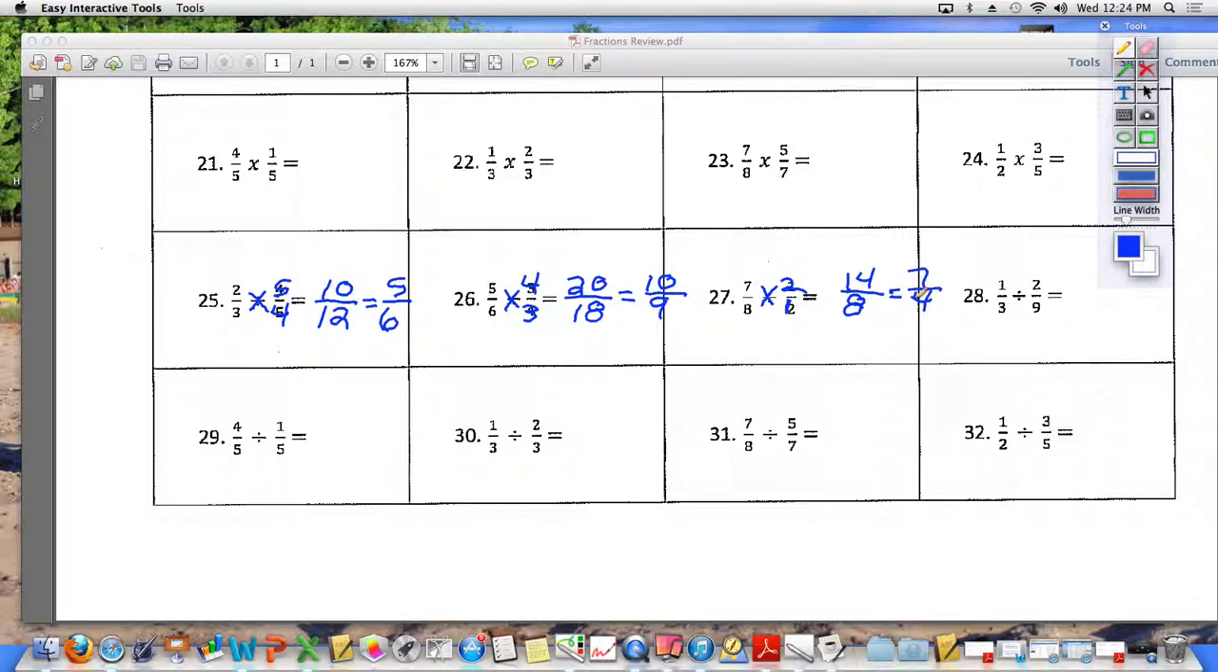Yep. And then number 28, we have 1/3, change the divide to a times, make the 2/9 a 9/2, multiply numerator times numerator, denominator times denominator. So 1 times 9 is 9. On the bottom we have 3 times 2, which is 6. And then you reduce 9 over 6. What do you get? 3 over 2. All right, and if you want to finish up the last 4, you can, but I think we have the gist of this.